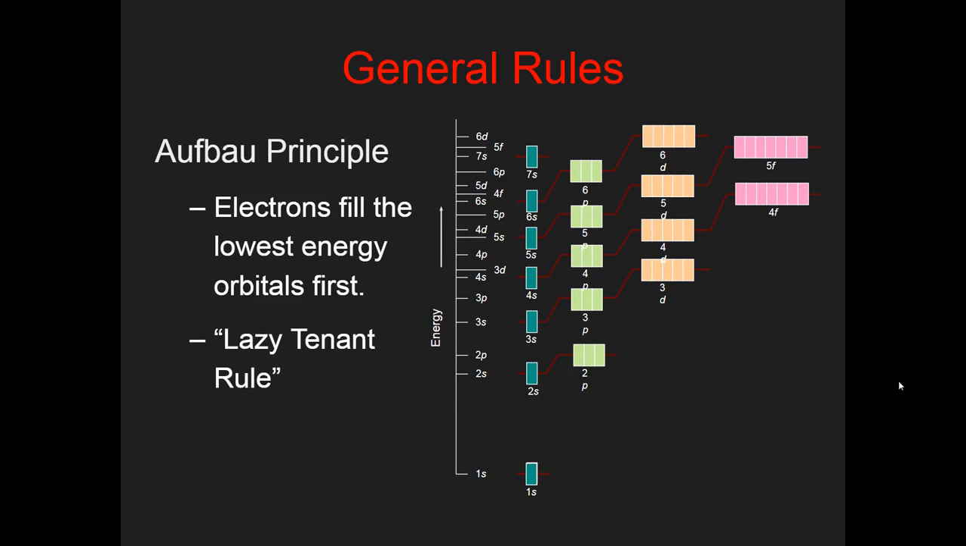Sometimes this is called the lazy tenant rule. If you think of this energy diagram on the right as being kind of like a hotel or apartment complex, the tenants in this apartment complex, the electrons, are lazy. They don't want to walk up the stairs. Maybe there's no elevator, so they don't want to walk up the stairs if they don't have to, and so they want to fill the lowest floors first before the higher floors get filled up. And that's the Aufbau principle.